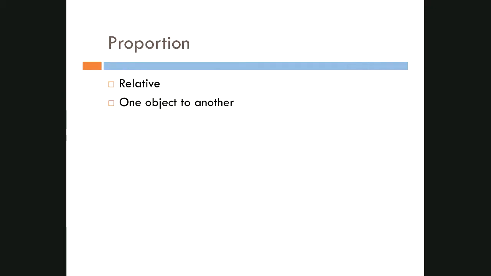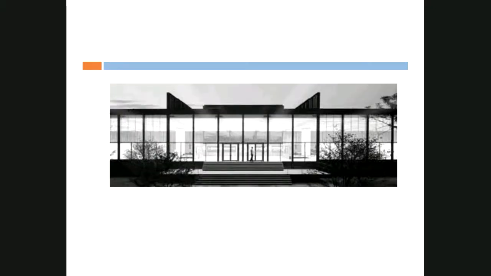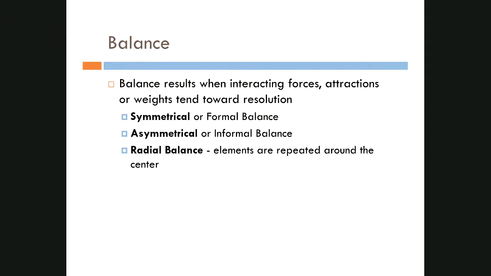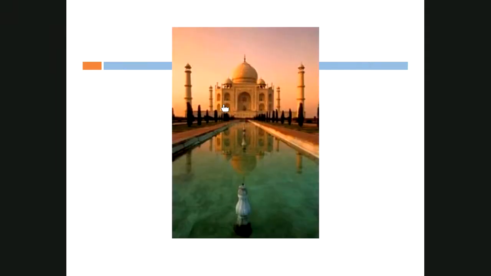And proportion is how one object relates to another. This is Crown Hall at IIT that Mies van der Rohe did, so it's proportioned to the human scale, but when you get inside, the spaces are bigger. Balance, you can have asymmetrical, symmetrical, or radial. Here's a symmetrically balanced building. This is the Taj Mahal in India, in Agra, India.